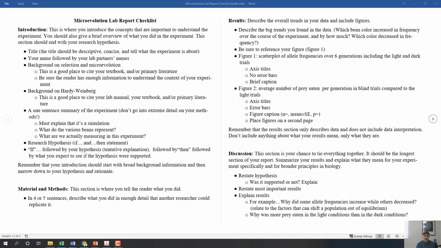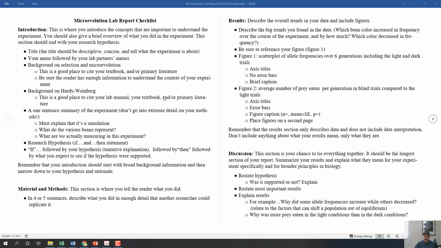So, not your null and alternative statistical hypotheses, but your research hypothesis. If natural selection adapts organisms to their habitat, then da da da da da. An explanation of what would happen if that hypothesis is correct. So remember, a hypothesis is an explanation. It is not a prediction. After the word if, you want to explain why you think, what you think is happening. And then after the word then, you tell the reader what you expect to see in your data if your explanation is correct.